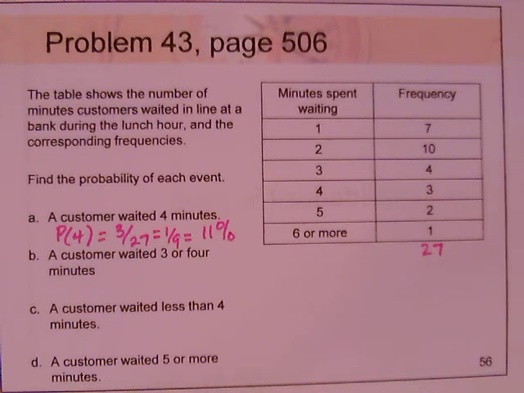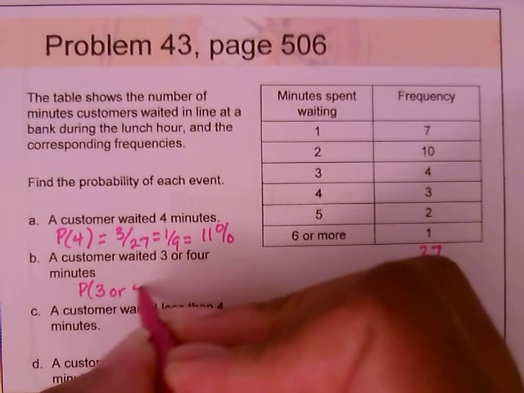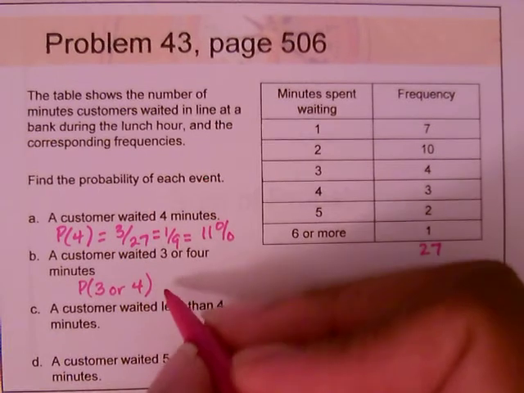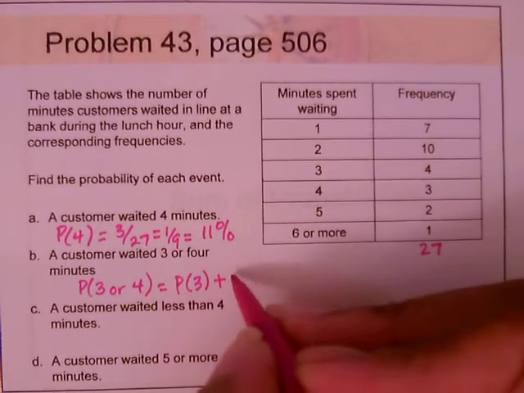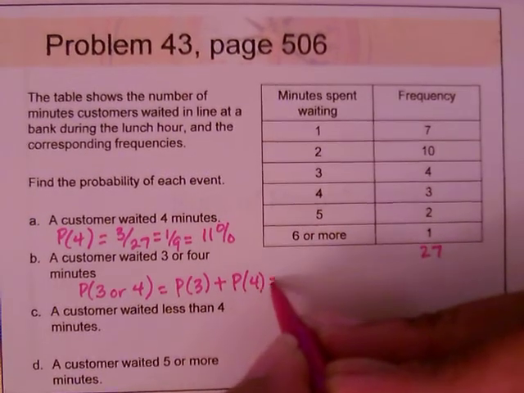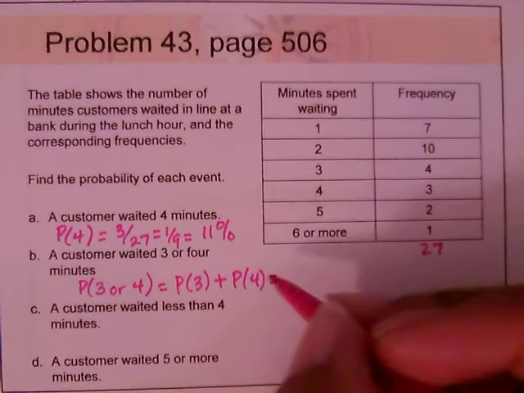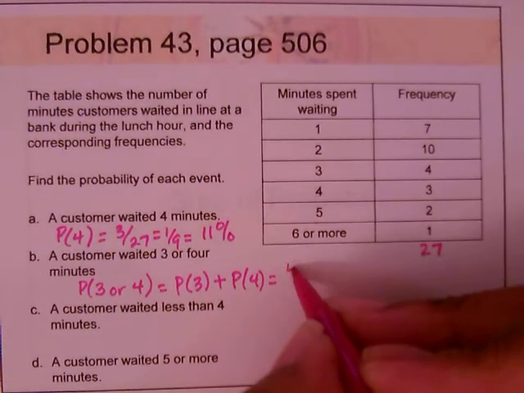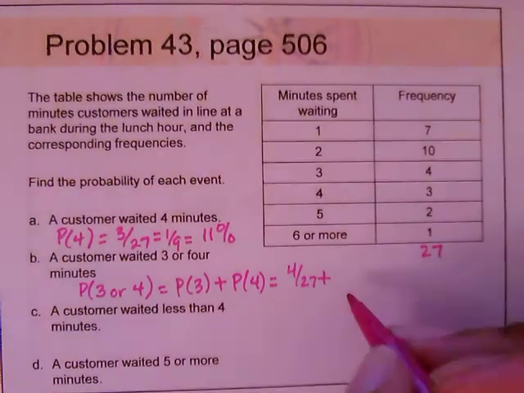Part B, a customer waited 3 or 4 minutes. We want that probability. For the probability of 3 or 4 minutes, I need the probability of 3, and I'm going to add that to the probability of 4. Well, for 3 minutes, 4 people waited 3 minutes. So this will be 4 out of 27. Plus, the probability of 4, that was 3 out of 27.